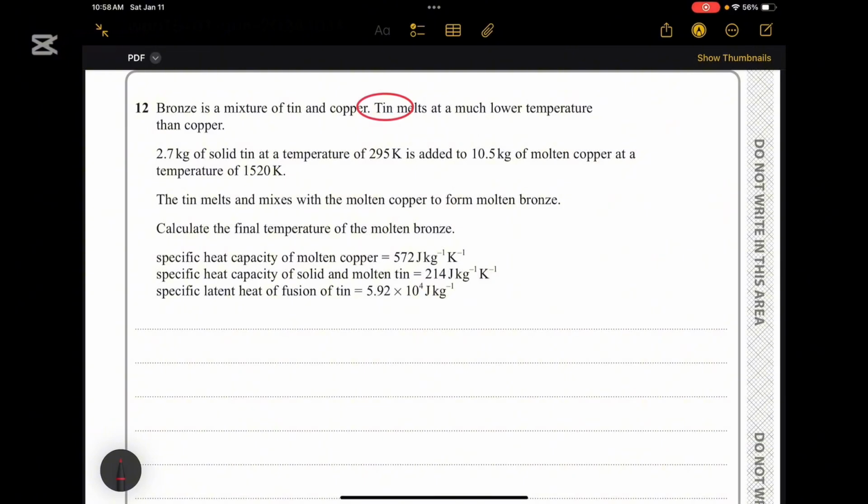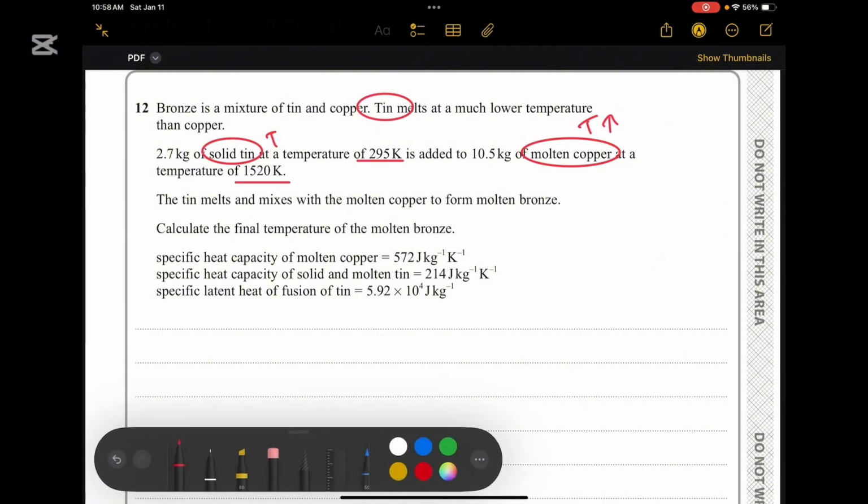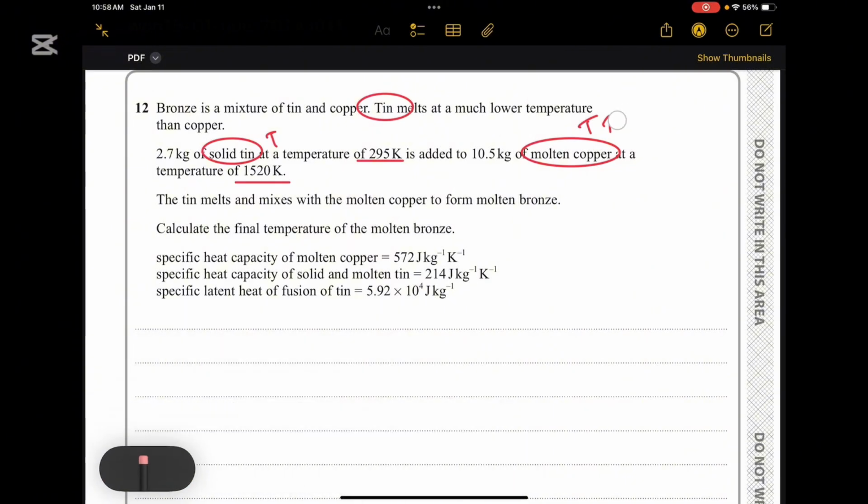2.7 kg of solid tin at a temperature of 295 Kelvin is added to this mass of molten copper at a temperature of 1520 Kelvin. Basically, the temperature of the molten copper is much higher than the temperature of solid tin. So what will happen here is when you mix something cooler with something much hotter than it, its temperature increases, right?